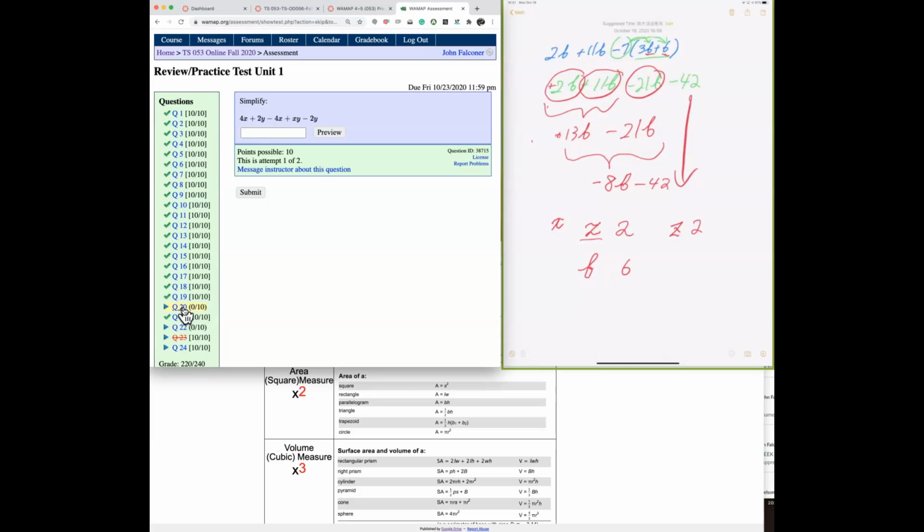Question 20. All right, let's get a new page. See if it's up there. 4x plus 2y minus 4x plus xy minus 2y. All right. Pretty straightforward. This is just beginning algebra. So what do we want to do first?